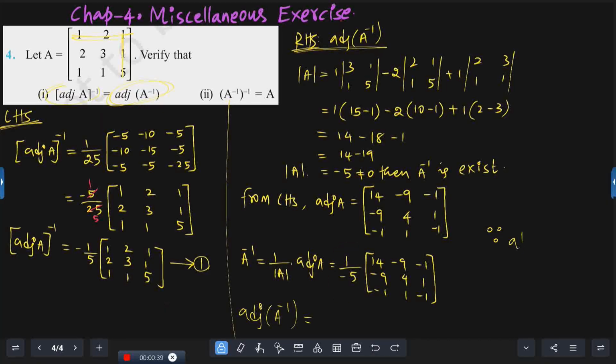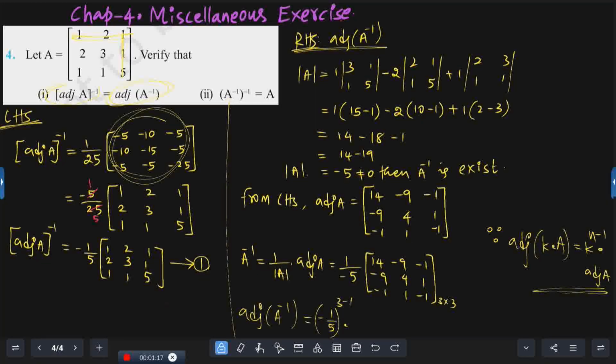Before that, the formula: adjoint of K into A is equal to K power n minus 1 into adjoint A. As per that, K here is minus 1 by 5. So minus 1 by 5 whole power, what is the order here? 3 by 3. So 3 minus 1 into adjoint A. What is the adjoint for this matrix? Already we have done it in the left hand side. The same thing I am going to use here.